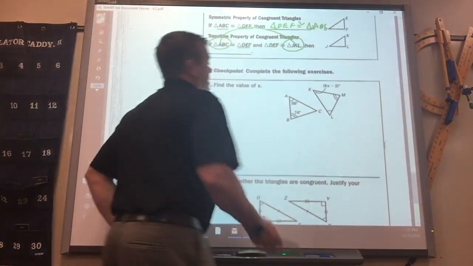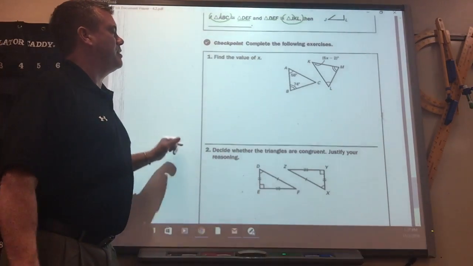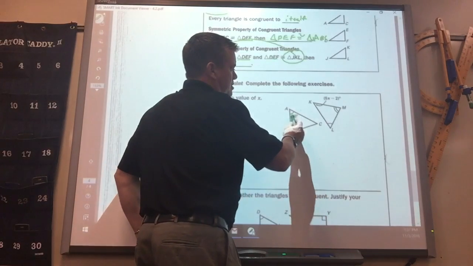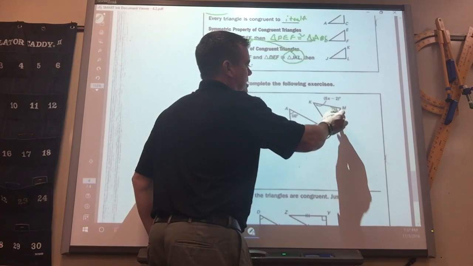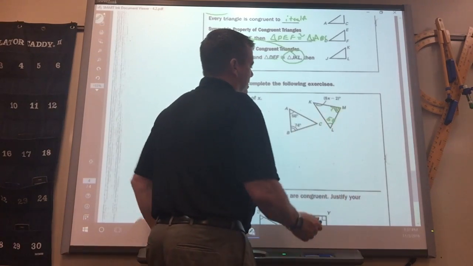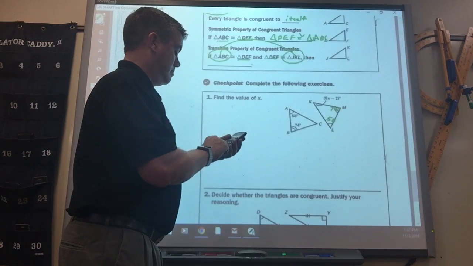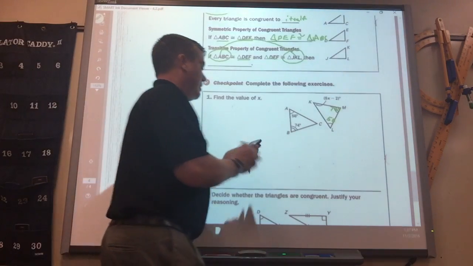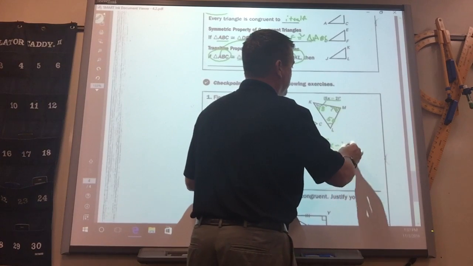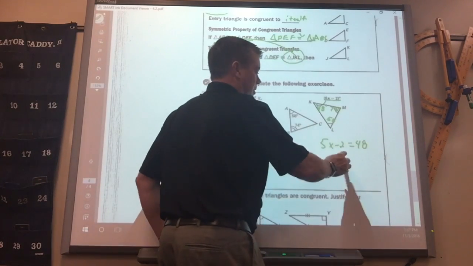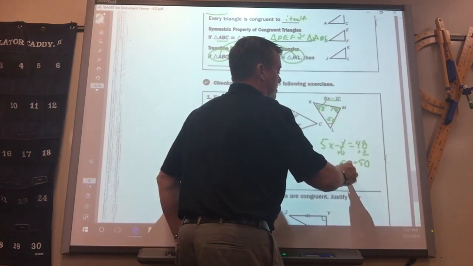So, we're going to be doing congruence and finding a missing value. So if this is 58, so is that. If this is 74, it's got 2 marks, so is that, because that's got 2 marks. So then you can figure out what that is. Subtract these 2 off of 180. And it's 48 degrees. So that means that 5x minus 2 has to equal 48. So add 2 and divide by 5.